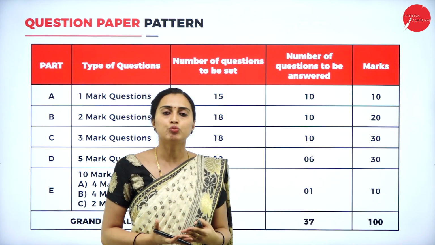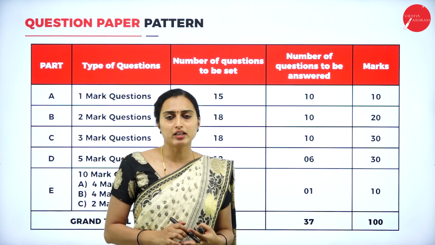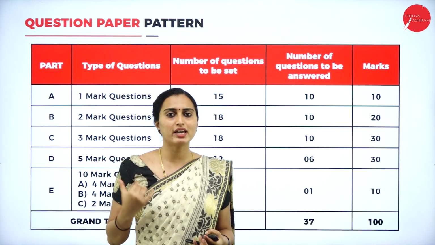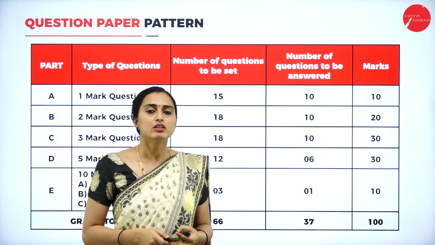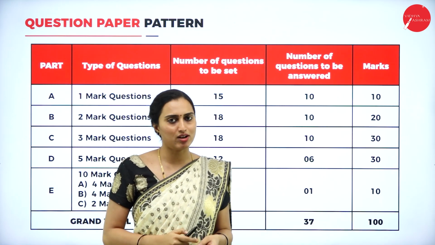Part C will be the 3 marker, okay. And part E will be the 10 marker, which is 4 plus 4 plus 2, an A, B, C pattern they are going to give. So it is a 10 marker, 3 questions will be given, and you need to answer any one of them.